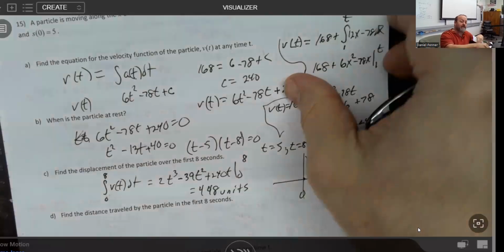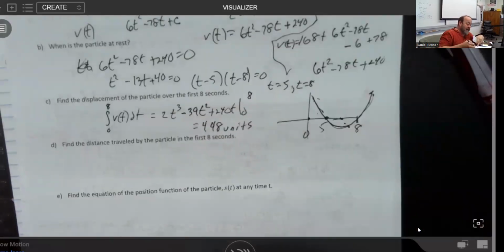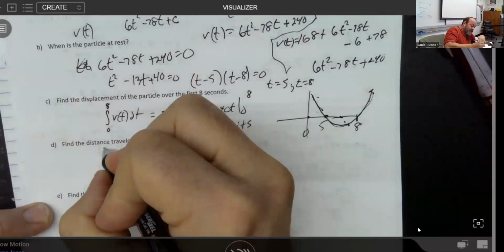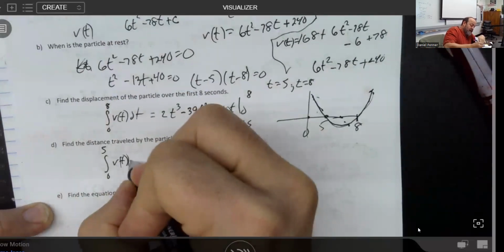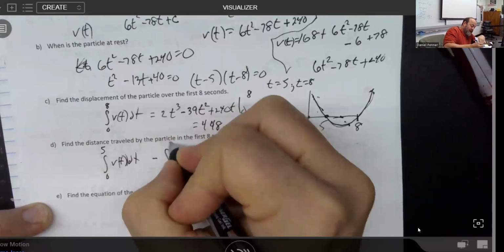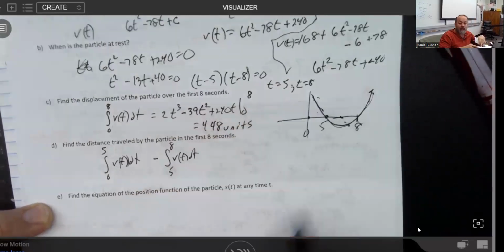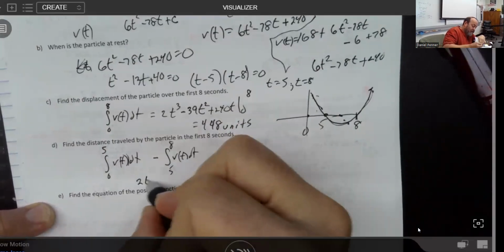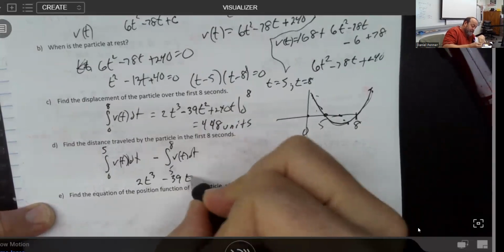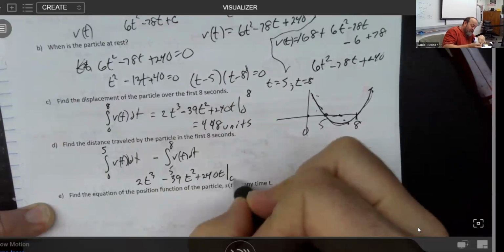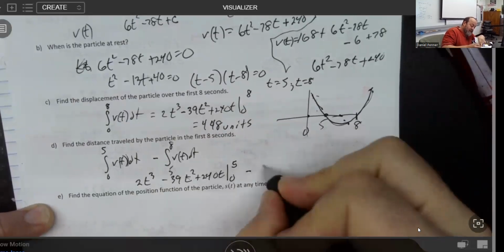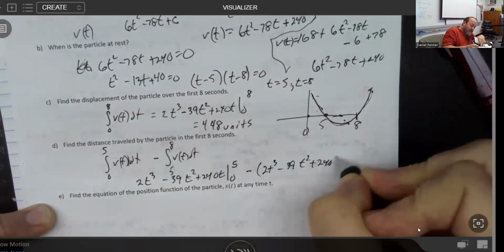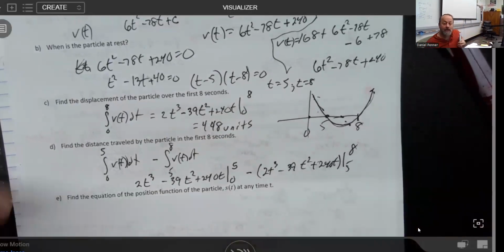Now, of course, if we wanted to find the total distance traveled in the first 8 seconds, I would really want to integrate from 0 to 5 of v of t dt. And I'm going to subtract the integral from 5 to 8 of v of t dt, because this portion is positive and this portion is negative. So we have the same integral that we had before, evaluated from 0 to 5. And then we're going to have the same integral that we had right here, but from 5 to 8, and I'm going to do that as a subtraction.